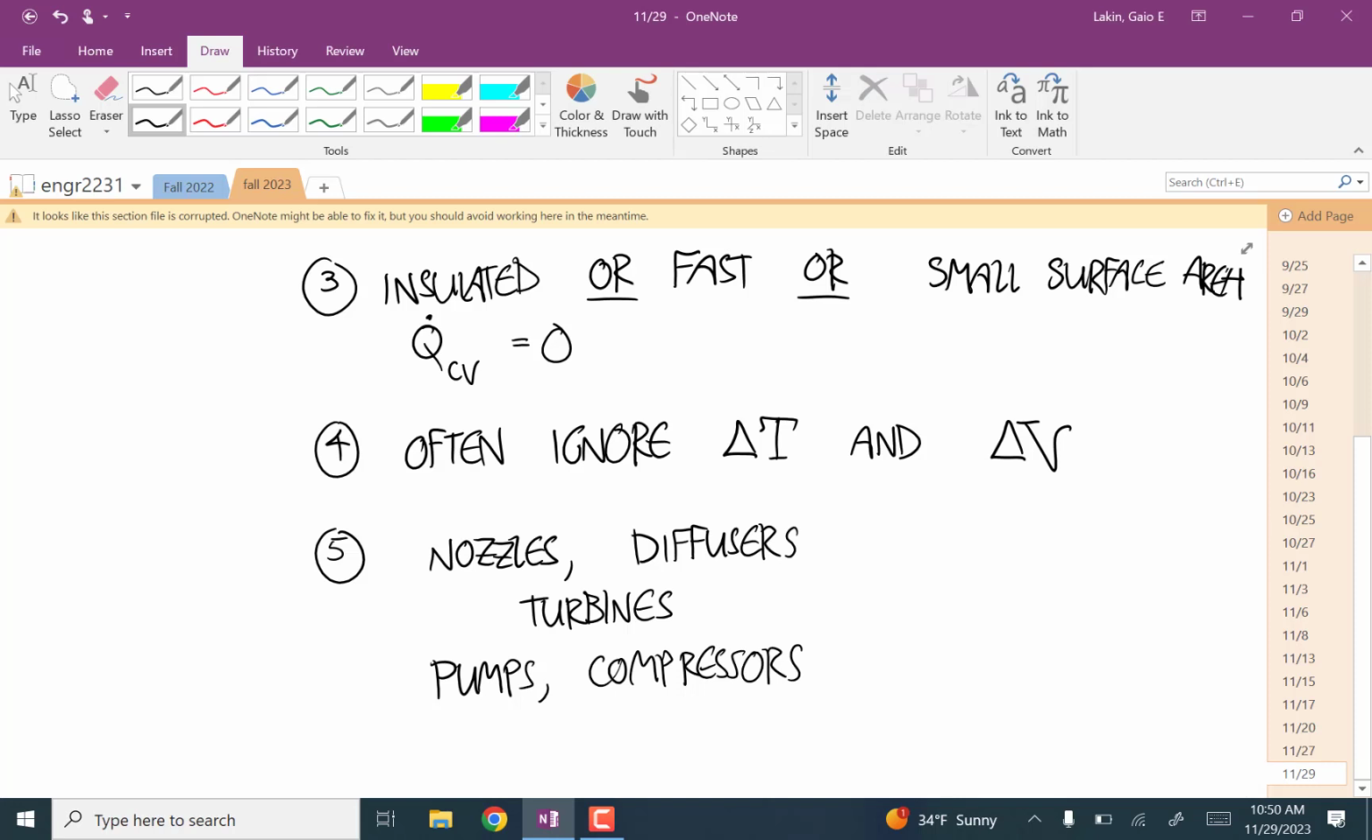Anybody have any questions about anything I talked about today? So that's the end of the first law. And so next time I'll start with the second law, and then we'll get into Rankine cycle.